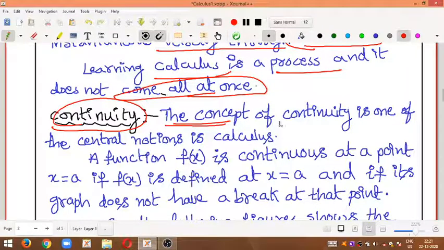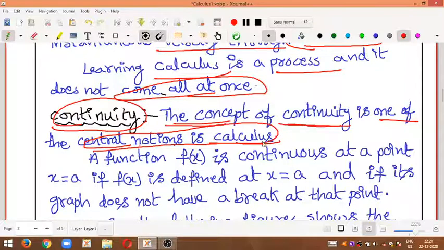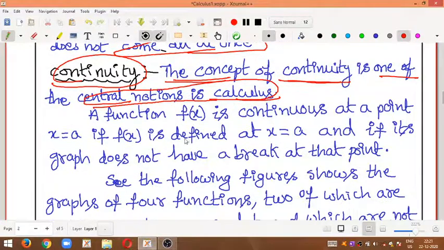Now what is meant by continuity? The concept of continuity is one of the central notions of calculus. This is the most important concept. Which is the central notion of calculus? Continuity. Like this also, the question may be asked: which is the central notion of calculus? Continuity is the central notion of calculus.